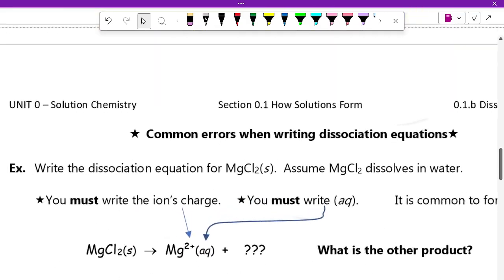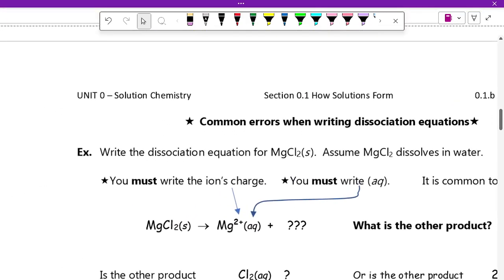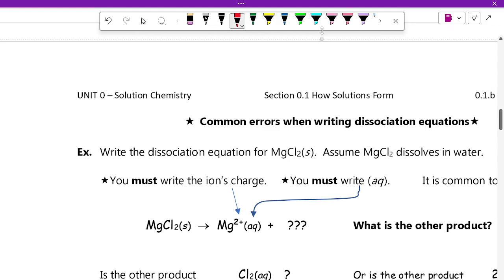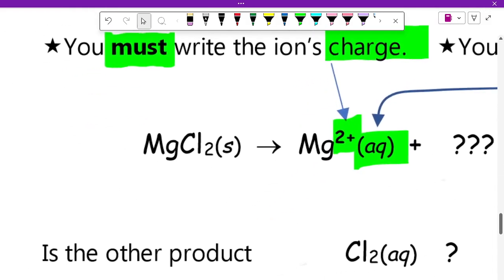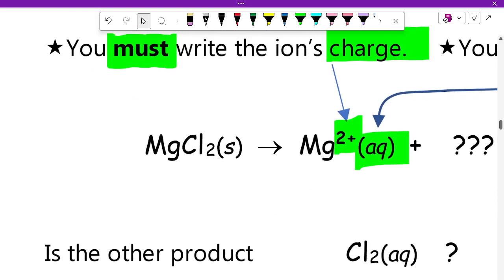All right. Common errors when writing dissociation equations. We've already talked about these. You absolutely must write the ions' charge, okay? You must write aqueous, all right? And when MgCl2 separates, when it dissociates, is our second product Cl2 aqueous?